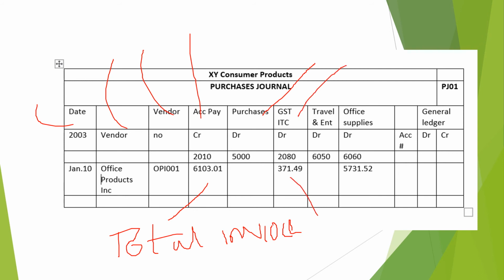Now you record the amount of GST. Here is nothing. And here you record the office supply. The office supply is the amount of the total purchase, the purchases that you make.